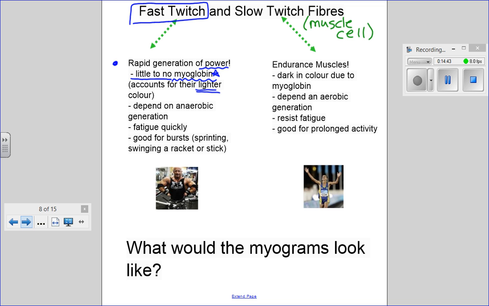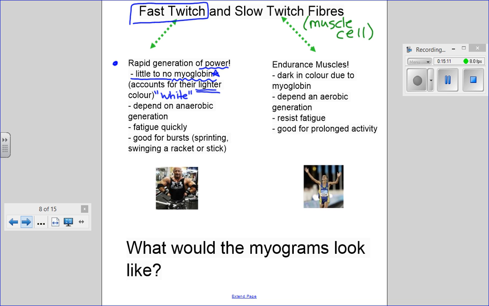So little to no myoglobin means very little stored oxygen. They're lighter in color, so they're not necessarily white. They might be kind of pinkish or beige looking, but a lot of the time we would call these the white fibers, simply because they're much lighter in color.